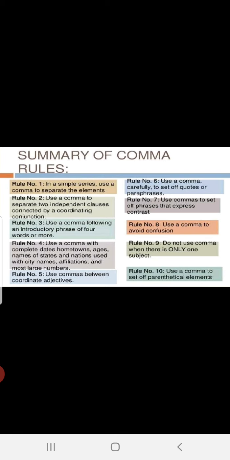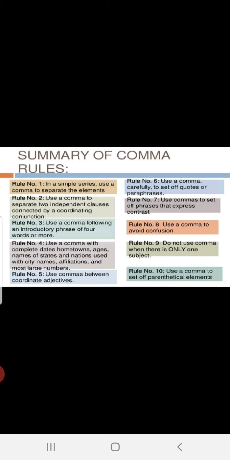Summary of comma rules. Here are some rules. Just let me read out quickly. In a simple series, use comma to separate the elements. Just now I explained. Use a comma to separate two independent clauses connected by coordinating conjunctions. Just now I explained. Use a comma following an introductory phrase of 4 words or more.